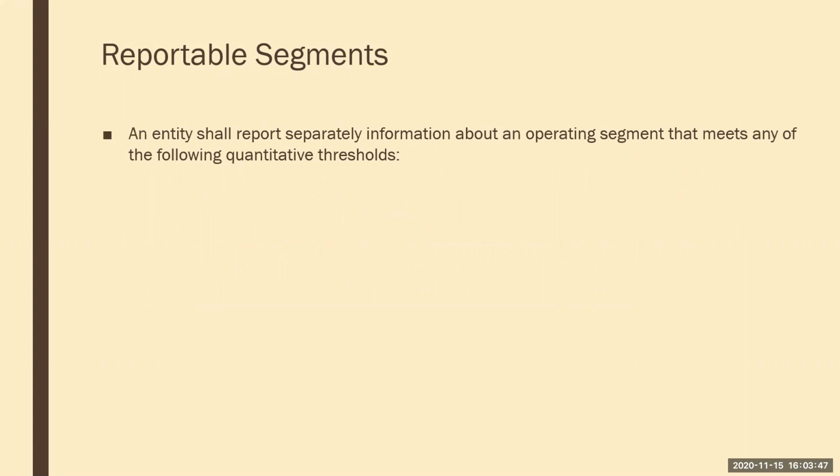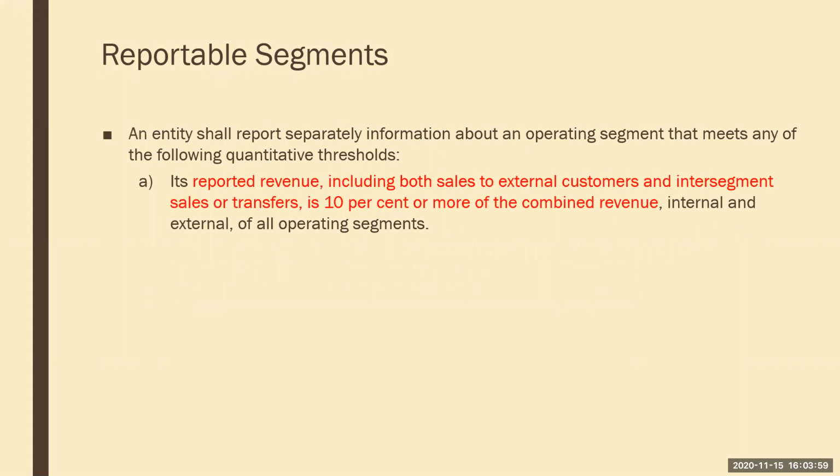IFRS 8 then describes reportable segments, and it says an entity shall report separately information about an operating segment that meets any of the following quantitative thresholds. A, its reported revenue, including both sales to external customers and inter-segment sales or transfers, is 10% or more of the combined revenue, internal and external, of all operating segments.